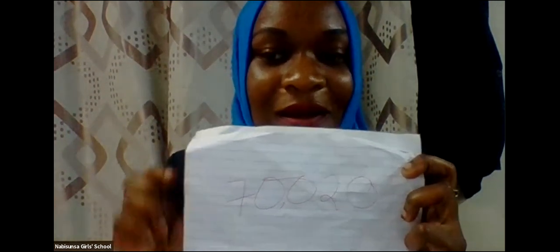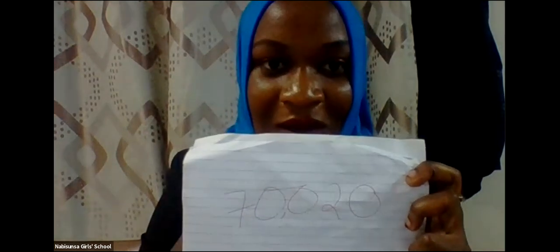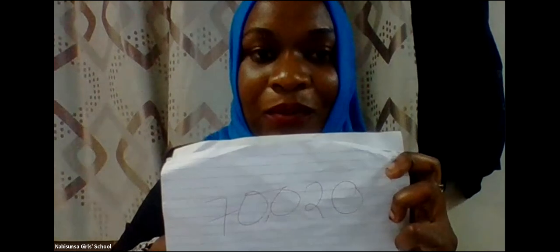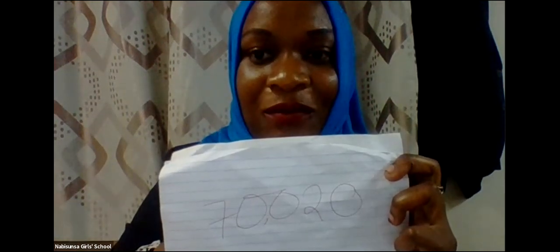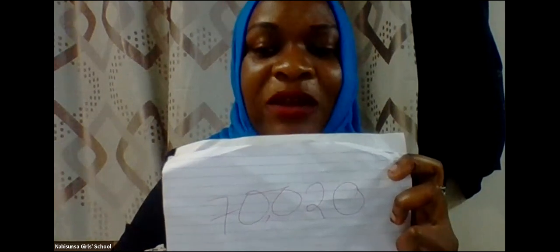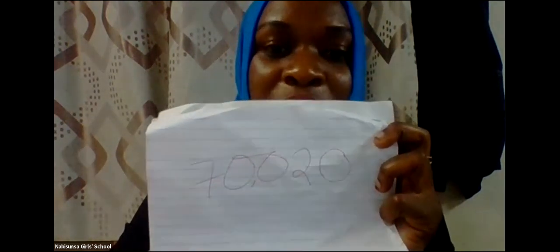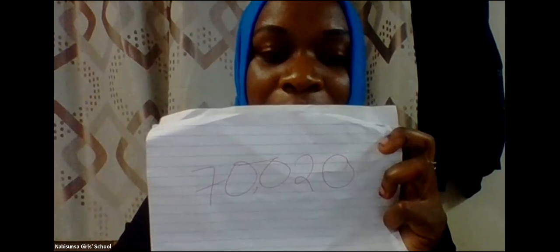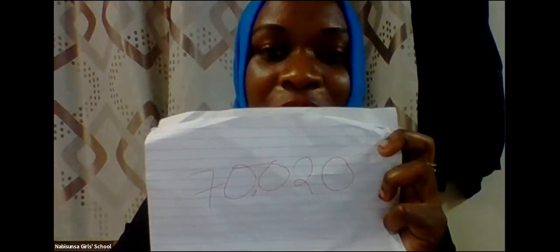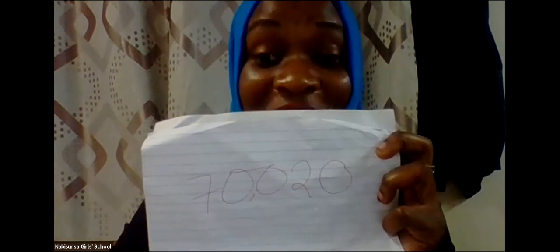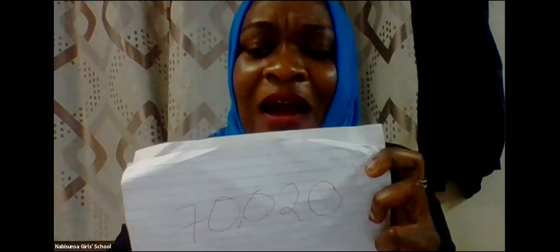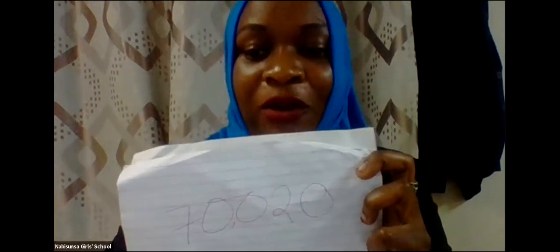Hello, Kat. Your name? My name is Nazneen Katende. Very good. Nazneen, how many significant figures does this number I'm displaying on the screen have? 70,020 has 4 significant figures. Yes. Nazneen, can you give a reason?